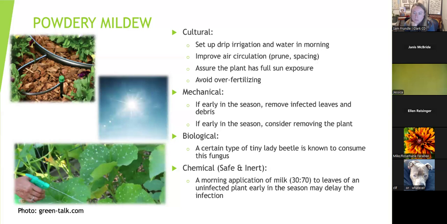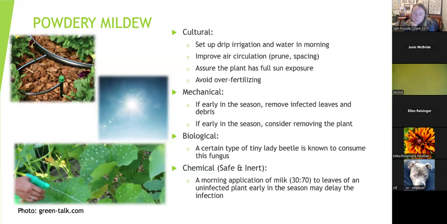Assure that the plant has full sun exposure. You're going to get powdery mildew on roses, for example, if that rose is not getting enough sun. If it's got a little too much shade, the plant is stressed, and then the powdery mildew will be able to attack it, so to speak. Over fertilizing, once again, not a good idea. Those young leaves that are softer are more prone to the powdery mildew.